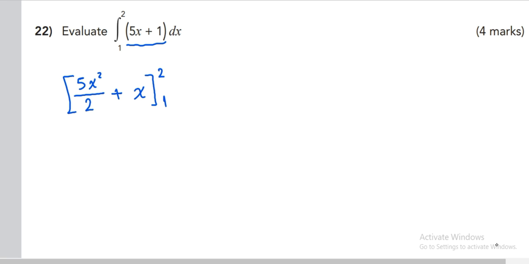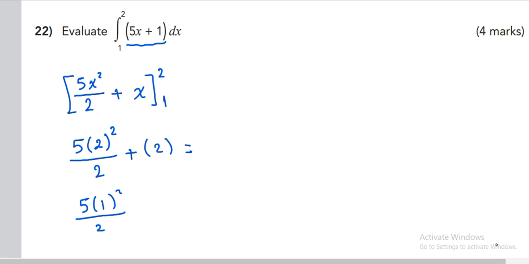Instead of writing plus c after integration, we'll put these two numbers and substitute by each one. In the first step, we will substitute the first number, the bigger number, which is 2. Put 2 in the place of x and calculate. And the second part, put the other number, which is 1. Put 1 in the place of x and calculate. Then we will subtract the two answers.